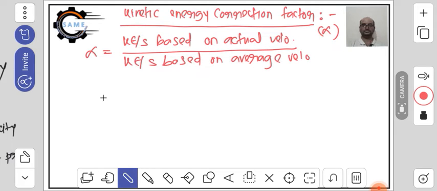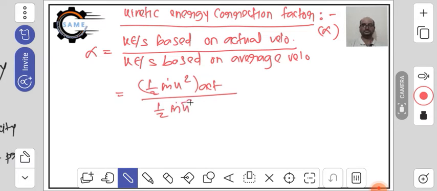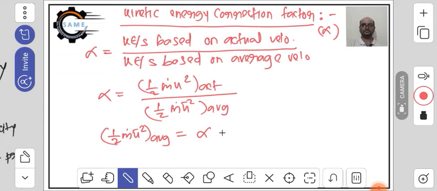Average velocity. What I'll get is half m dot u square, which is the actual, and half m dot u bar square, which is average based. So I can write this alpha as equal to the actual over the average-based kinetic energy. Whenever you calculate with the average, you have to add a correction factor to the actual m dot v square. Alpha is like the momentum correction factor; the kinetic energy correction factor is also.